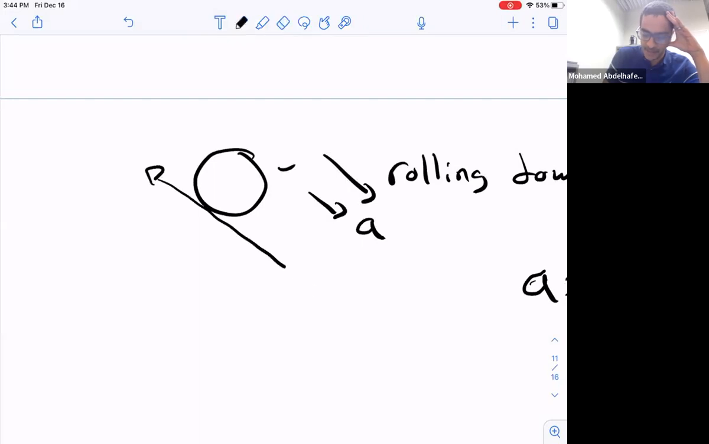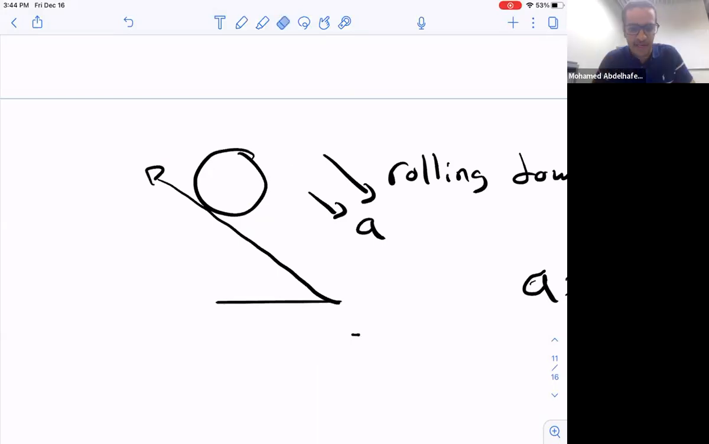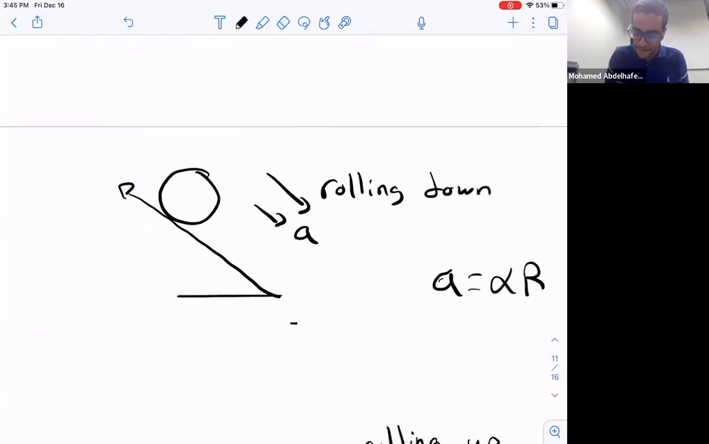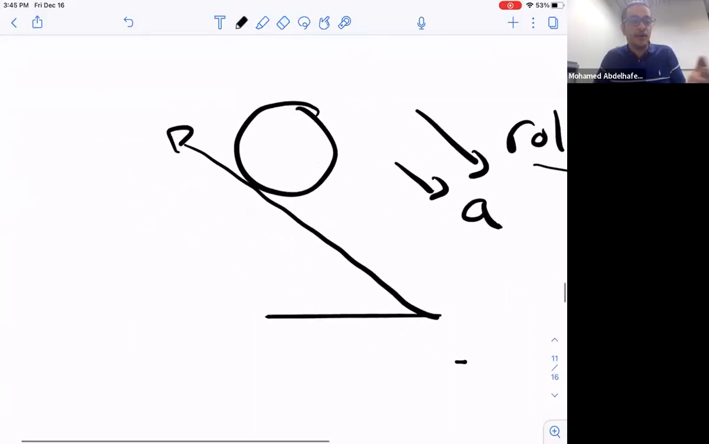So we did it for the rolling down an inclined plane. Let me just remind you of this case. If you have rolling down an inclined plane, you ask yourself, where is ACM? Is this object accelerating translationally? Yes, it's accelerating down, ACM is down. So which way?